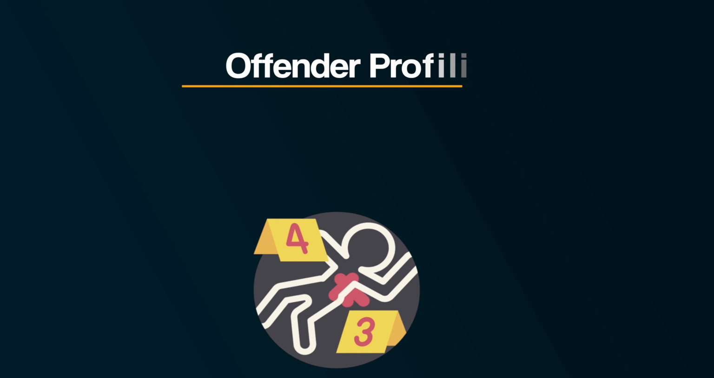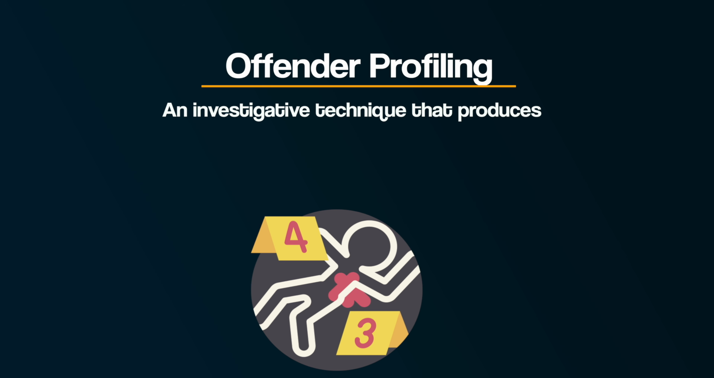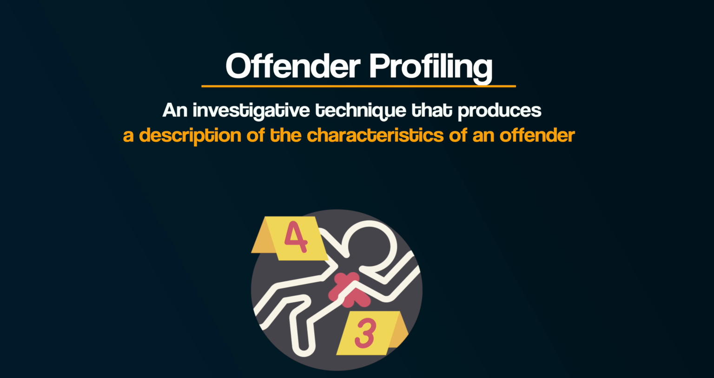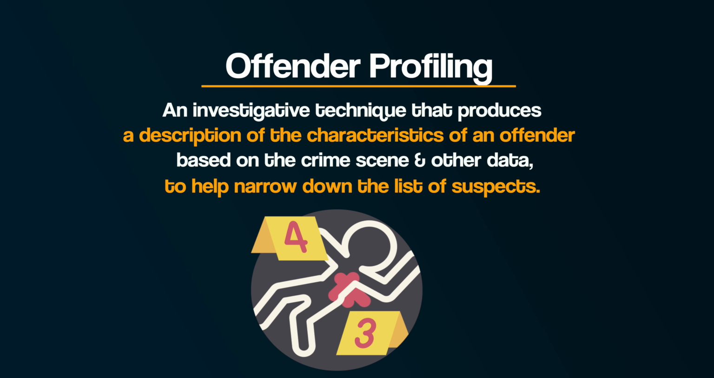Let's start with offender profiling. Offender profiling is an investigative technique that produces a description of the characteristics of an offender based on the crime scene and other data to help narrow down the list of suspects. There are two primary approaches to offender profiling that you need to know.